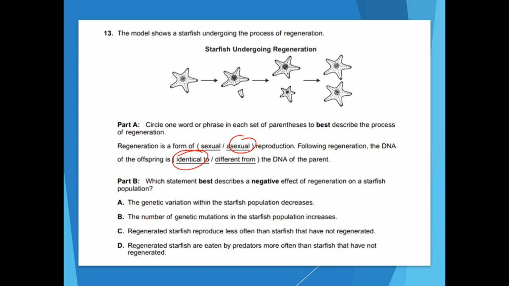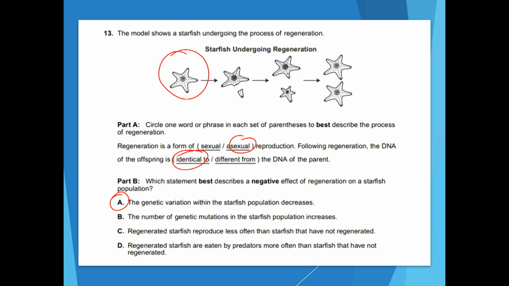Okay, part B, down here it says, which statement best describes a negative effect of regeneration on a starfish population? And we'll go with letter A. The genetic variation within the starfish population decreases. So yeah, I just wanted to talk about a couple things. One, regeneration is asexual because we are starting with one parent. Sexual reproduction, you need 2 parents, and so this is asexual.